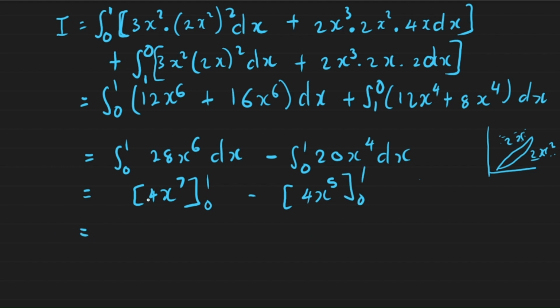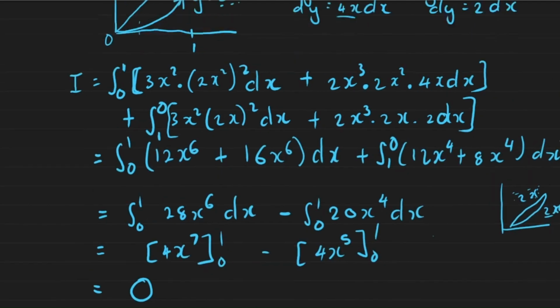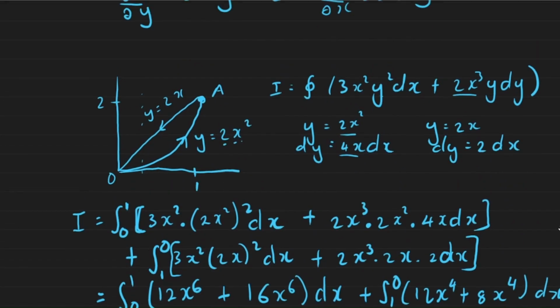So evaluating this integral, 1 to the power of anything is just 1. So we have 4 as the first term and 4 as the second term. What does this give us? 4 minus 4 is 0. So yes, if we integrate this exact differential around this closed curve, it gives us 0, as we had asserted earlier on in this video.